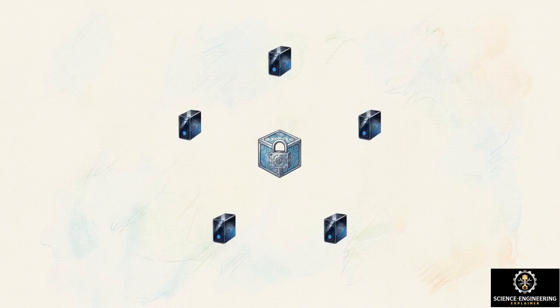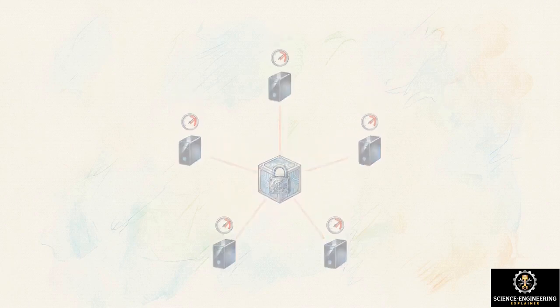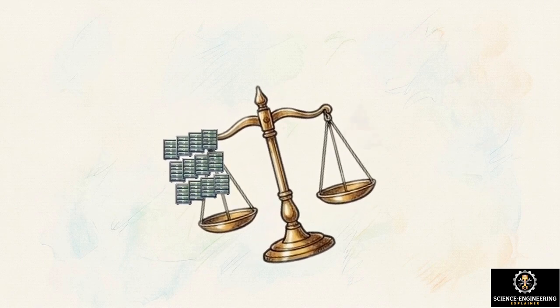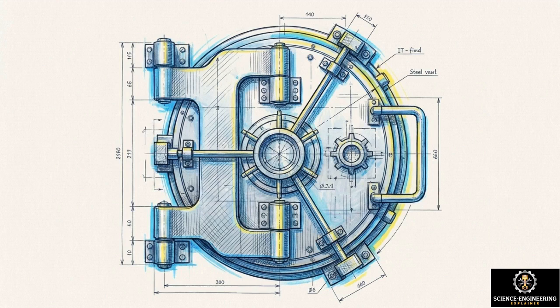The original solution to this problem is proof of work. In this model, nodes, called miners, compete against each other. They must expend heavy computational energy to solve complex cryptographic puzzles to validate the next block. Because solving these puzzles requires physical electricity and hardware, an attacker would have to amass more computational power than the rest of the entire network combined to force a fraudulent block through. The security is incredibly robust, but the physical cost is steep.